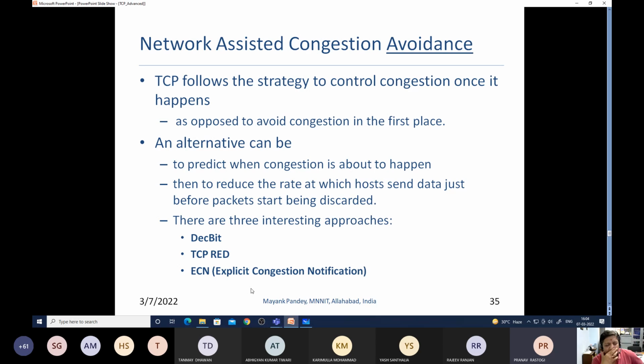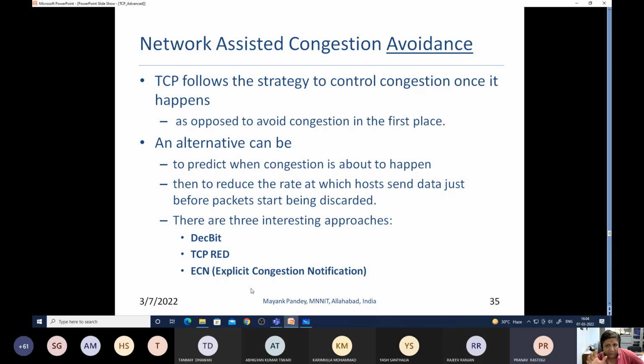Now, it's not like ECN has started on its own. A lot of research has gone on in the last 10, 15, 20 years. And then these ECN capable routers and ECN echo and CWR, all these flags have been implemented in TCP. So here is a quick review of the approaches which brought these ECN capable routers and other things into the picture.